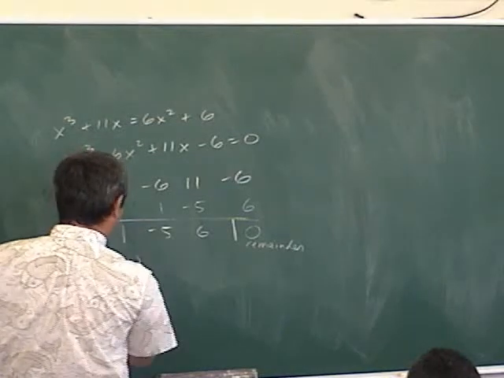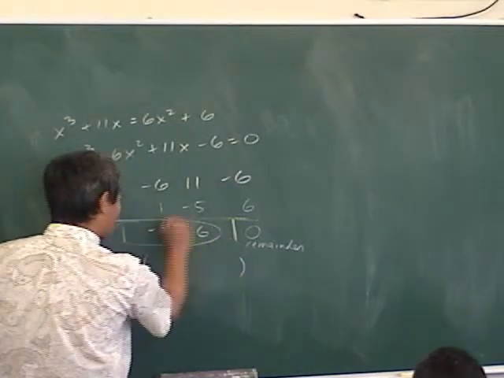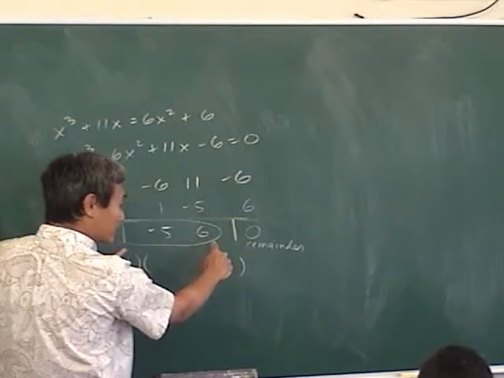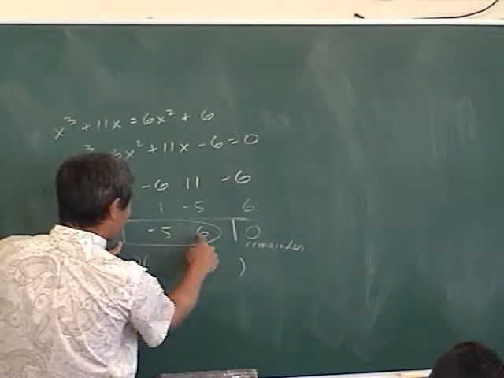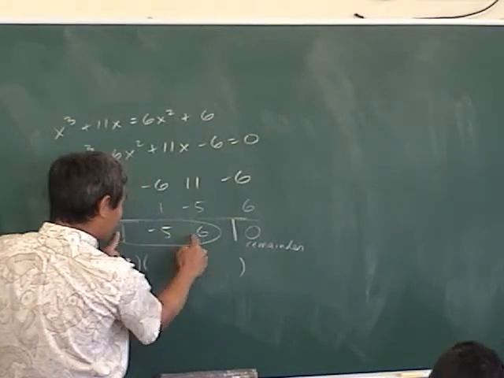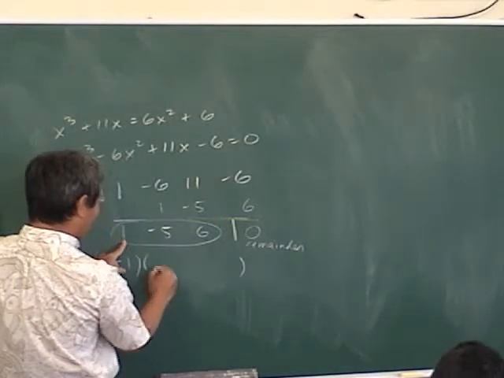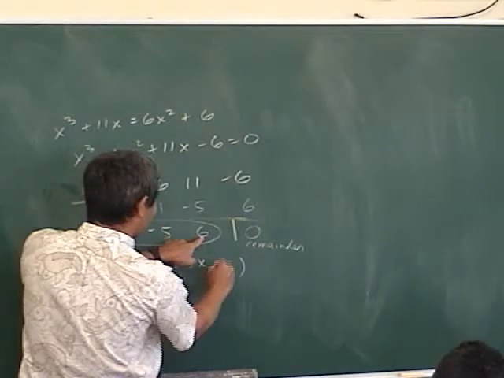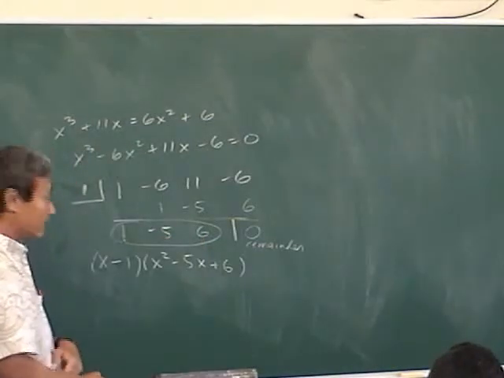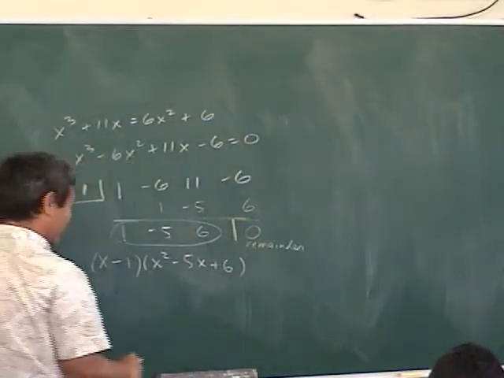Okay, now, Mr. Park, what's the other factor? Well, you just look at these. These are called the depressed coefficients. You don't have to know the name; you can just call them the coefficients. But these numbers give you the coefficients of this factor. What do you think that's going to be? X squared minus 5x plus 6. That's what that stands for. But that only works if the remainder comes out 0.